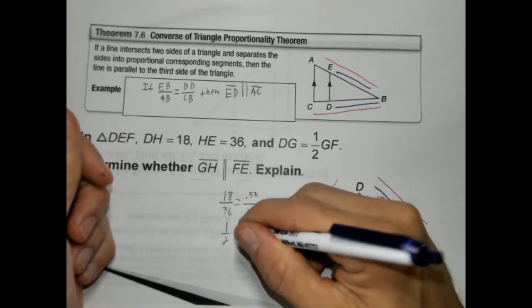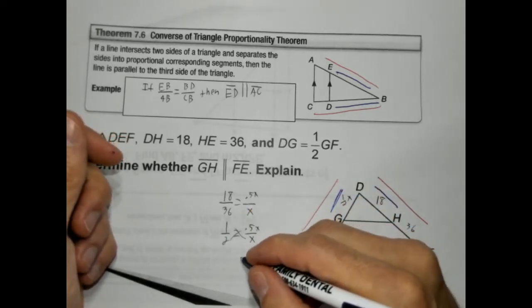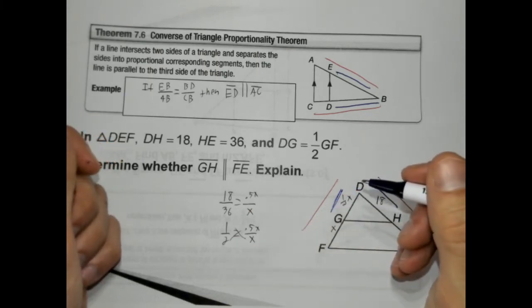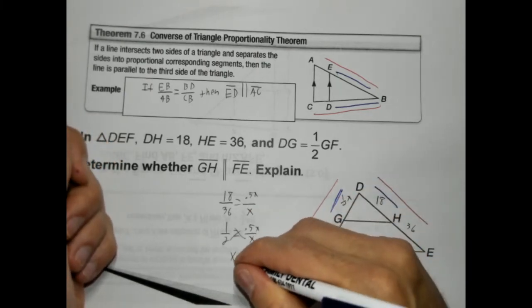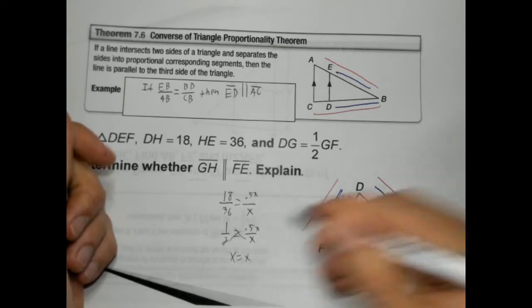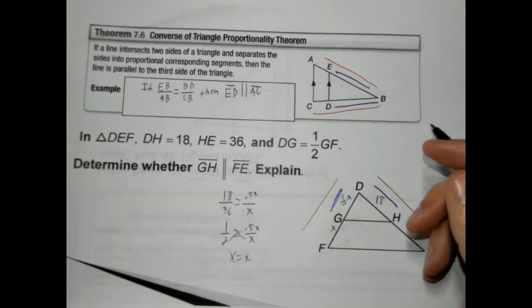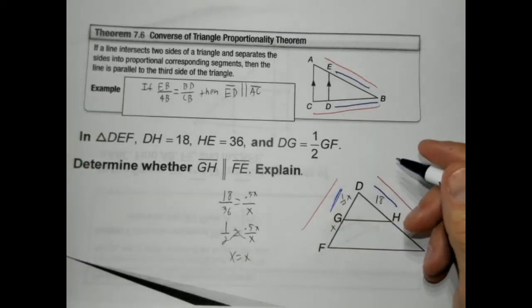We're going to cross multiply. So x equals, this is going to equal x. So it's a true statement. So these do equal each other. This is going to be proportionate.